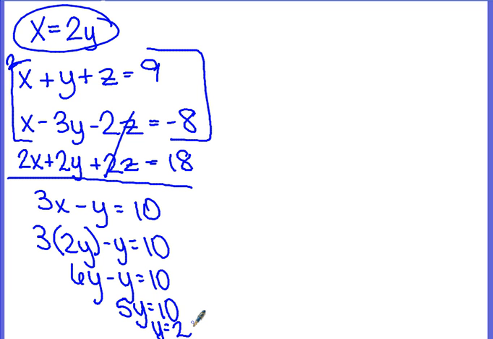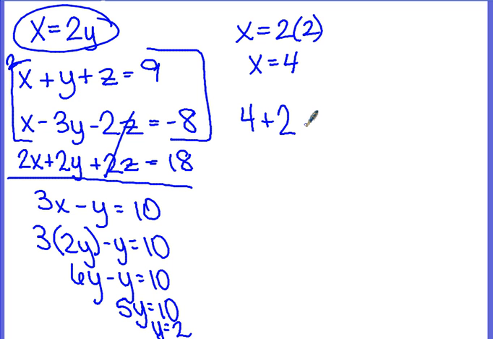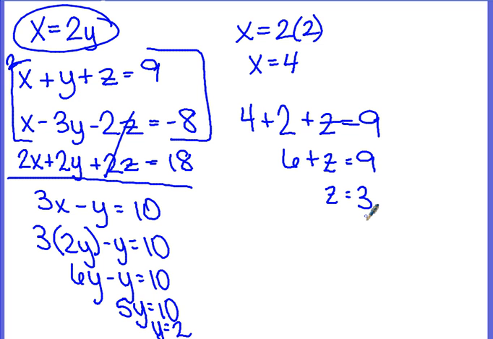Of course, once we've solved for one variable, we can use substitution to solve for the others. If y is 2, we can use the equation x equals 2y, so that x is going to be equal to 4. And then we just need to choose another one of the equations. I'm going to choose the second one, x plus y plus z. In place of x, we have 4. In place of y, we have 2. And we are solving for z. 4 plus 2 is 6, and 6 plus 3 gives me 9, so z is equal to 3.